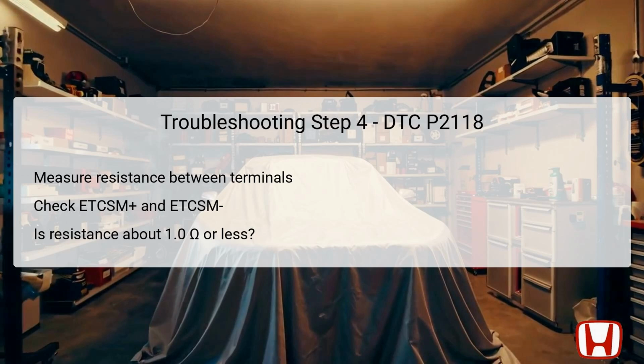The blue-red wire denotes the ETCSM positive line, while the green-yellow wire indicates the ETCSM negative line. It is crucial to find a resistance of approximately 1.0 ohm or less, as this indicates that the electrical pathways are intact. High resistance in these lines could signify a wiring issue, such as corrosion or breaks in the circuit.